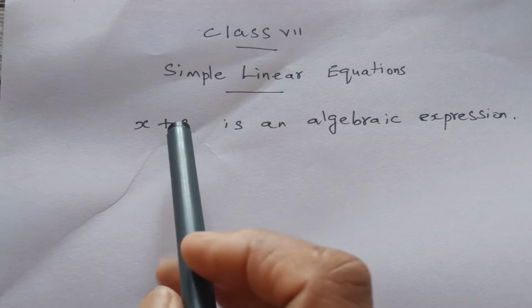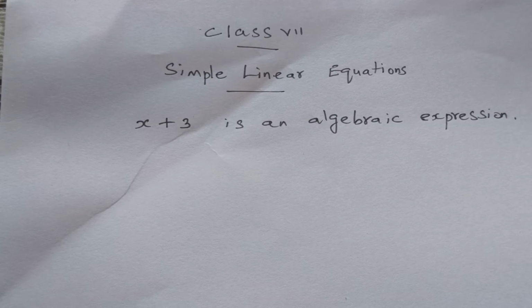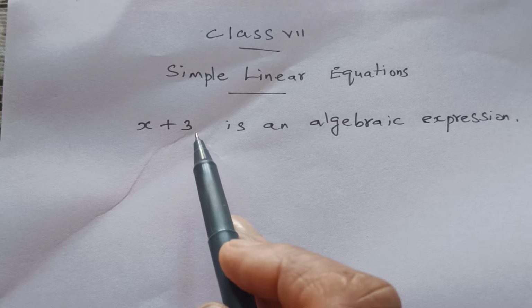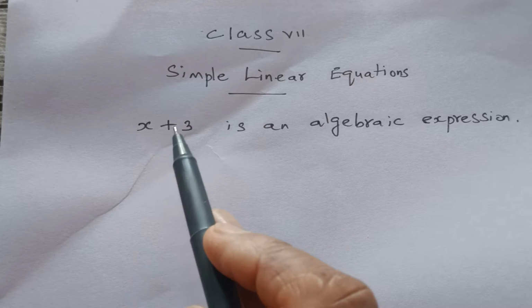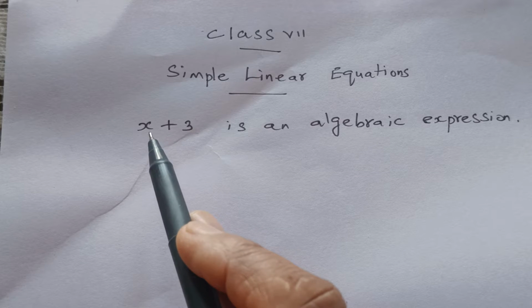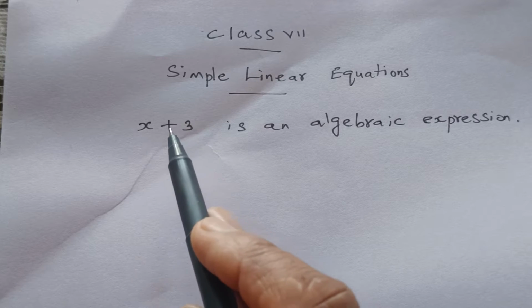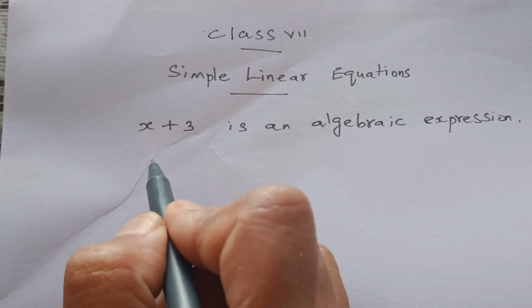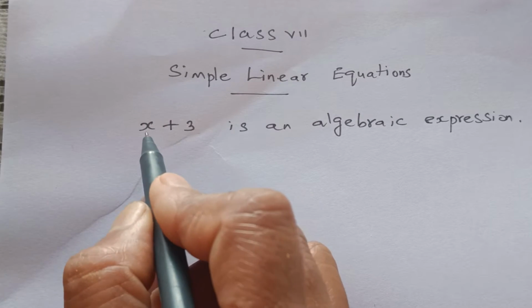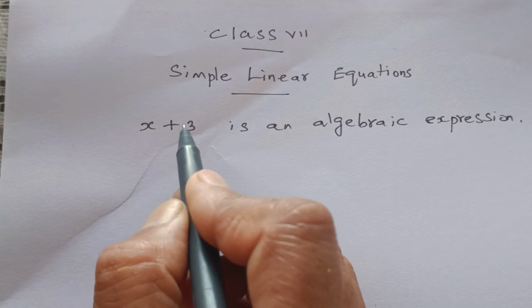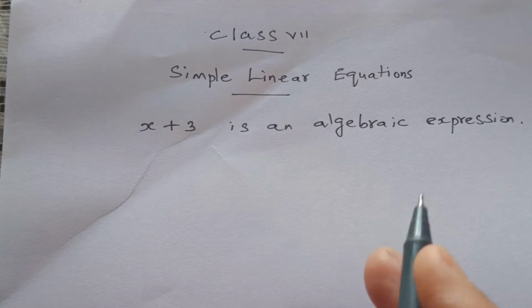Okay. For example, this x plus 3. What is this x plus 3? X added to a number. X is a variable and 3 is a constant, and plus is the mathematical operation. So the variable, constant and the mathematical operation put together form an algebraic expression. Now, if you express this algebraic expression in words, what do you say? X added to a number. That's all.